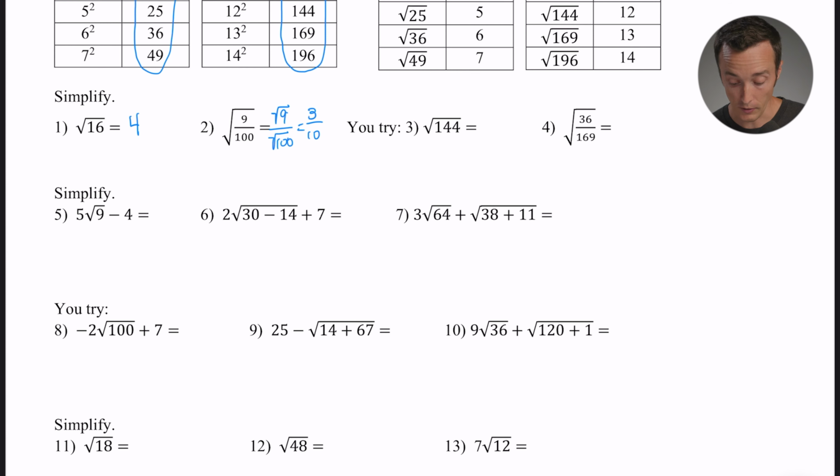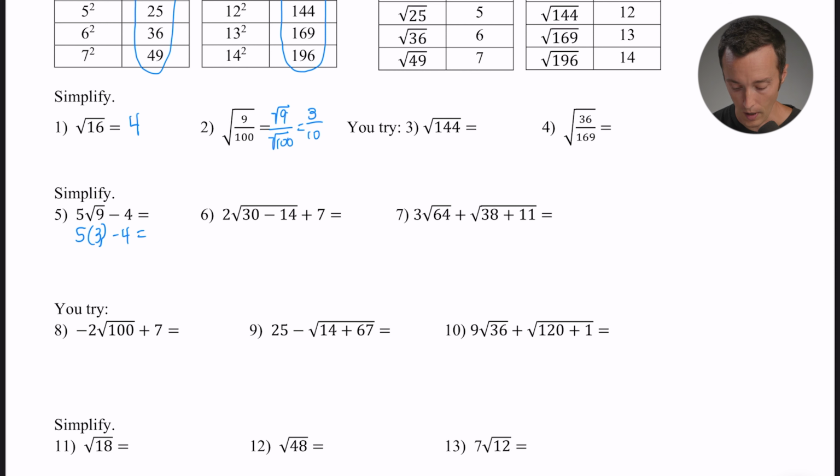Number 5 says 5 times the square root of 9, minus 4. As it turns out, luckily for us, the square root of 9 comes out even. That's a perfect square, so the square root of 9 is 3. Instead of writing 5 times the square root of 9, I'm going to write 5 times 3 minus 4. All I did there was replace the square root of 9 with what it is, 3.